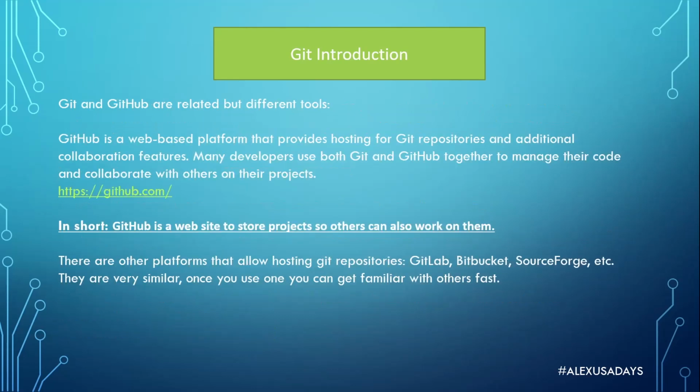Now, there's another tool called GitHub. Git and GitHub are related but different tools. Git is installed on your local machine. GitHub is a web-based platform that provides hosting for Git repositories and additional collaboration features. Many developers use both Git and GitHub together to manage their code and collaborate with others on their projects. Here's the page for GitHub, also available in the description: github.com. In short, GitHub is a website to store projects so others can also work on them.